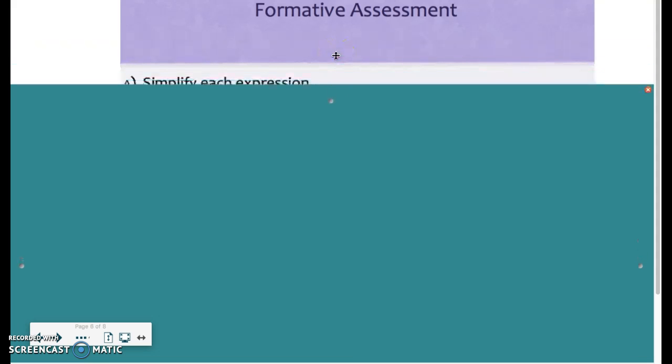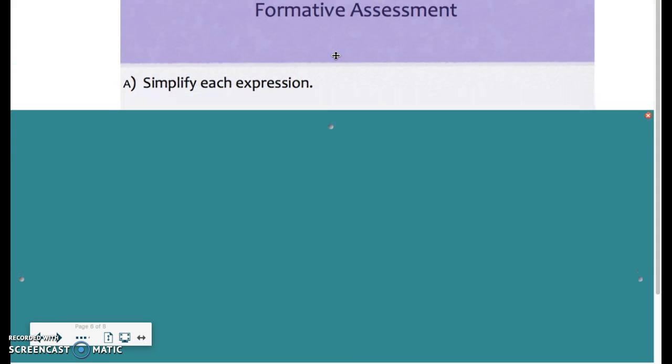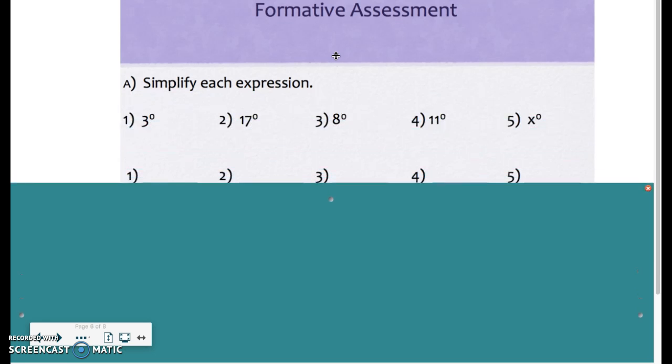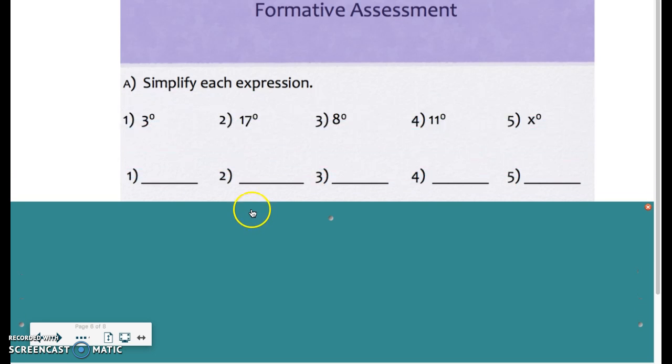All right, so let's look at a formative assessment. Nothing fancy here, folks, just making sure we understand. And you might not understand why at this point, but we're going to get there. So 3 to the 0 is 1. 17 to the 0, what do you have? 1. 8 to the 0, 1. 11 to the 0, 1. X to the 0 is 1.